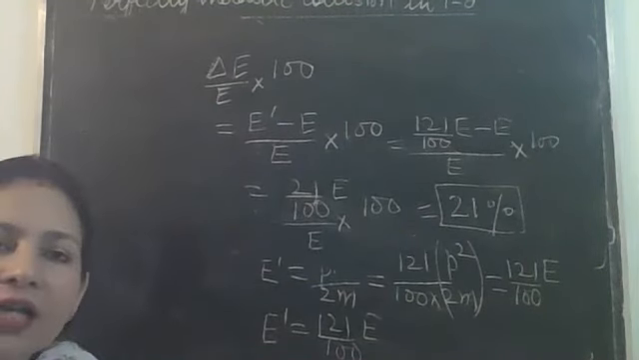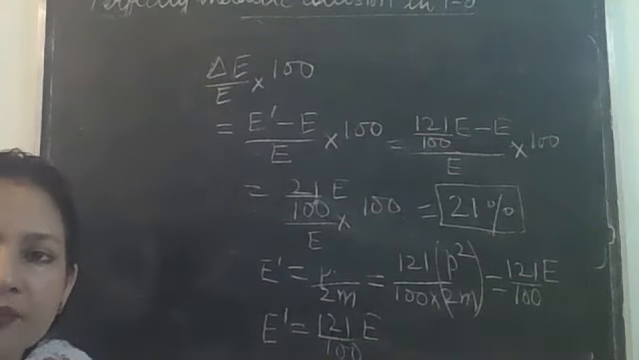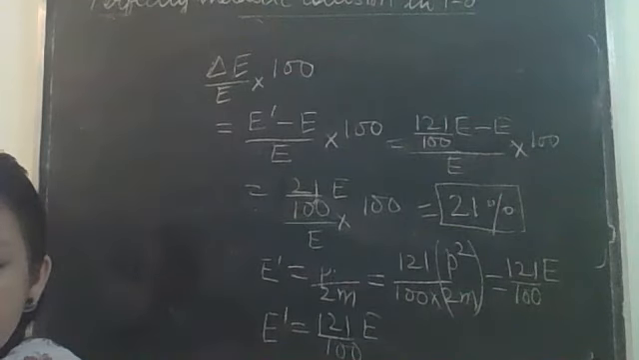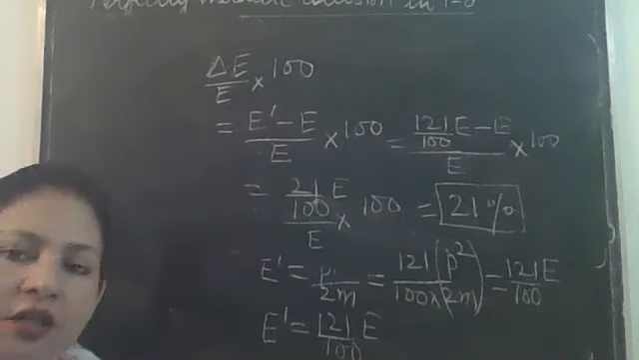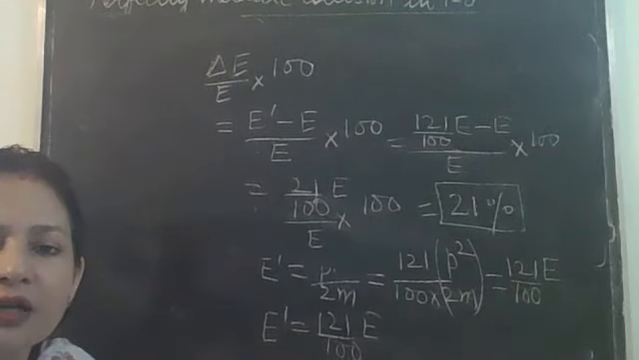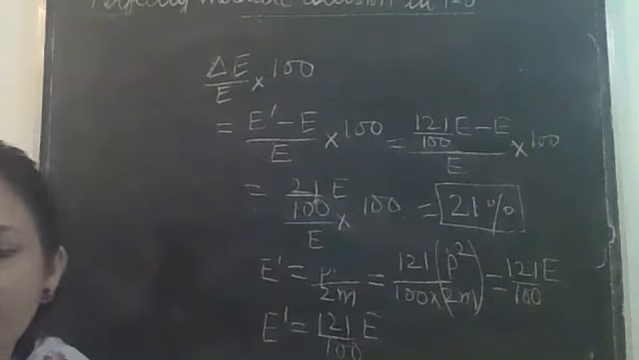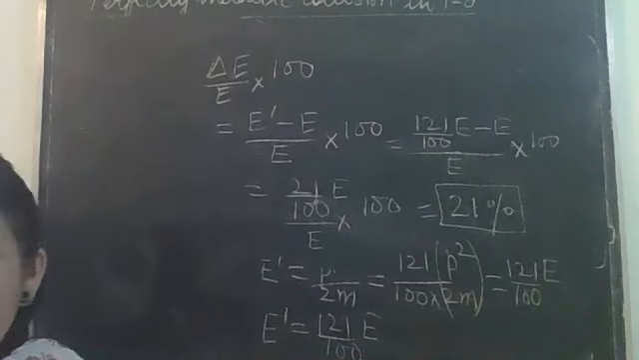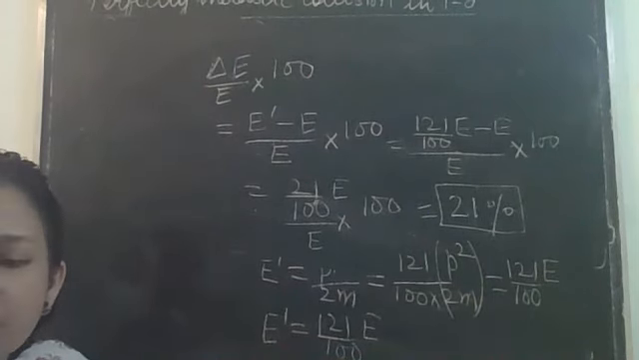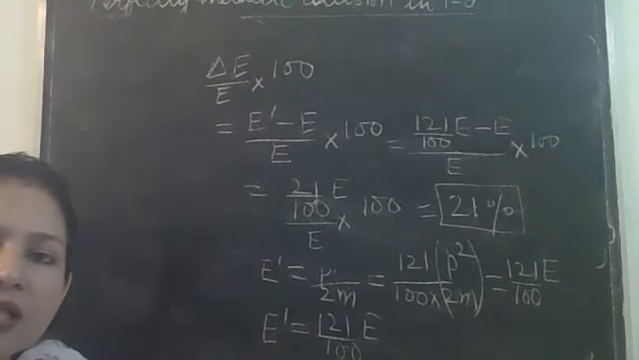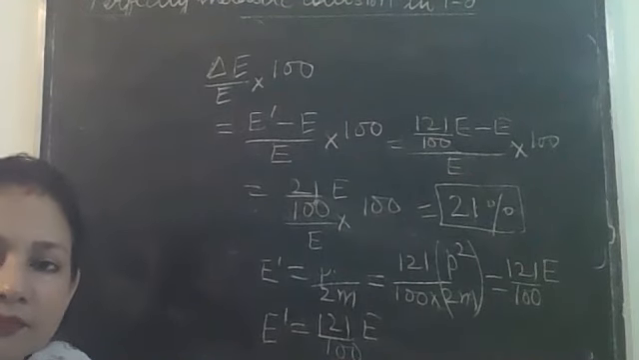If the kinetic energy of an object increases by 125%, find the percentage increase in its linear momentum.